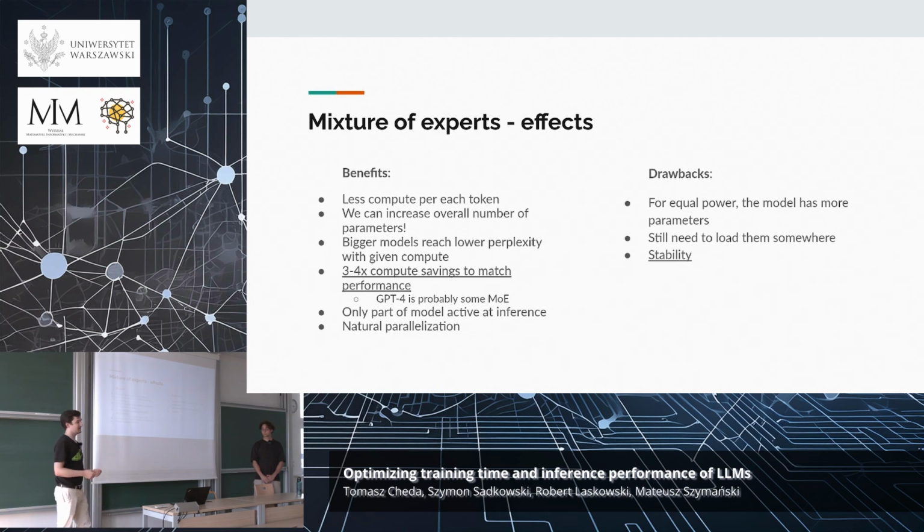So what we do is we increase the total number of parameters. But each time we do a forward or backward pass on the network, we only use some of them for each token. We do this because bigger models reach lower perplexity, so gain better understanding of the language with a given compute budget. In practice, this can lead to savings of around 3 or 4 times.